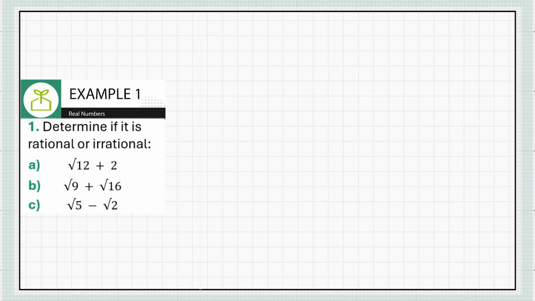Okay, now we're going to determine if we have some rational or irrational numbers after we've performed an operation. So let's get started with that. We have root 12 plus 2. Now this ends up being approximately equal to 5.464101, so it continues forever.